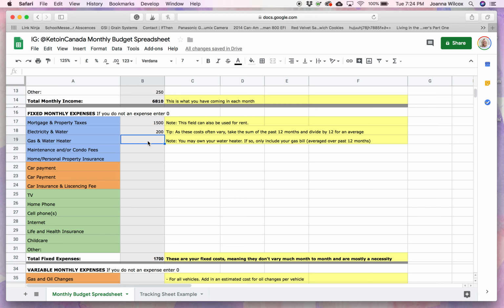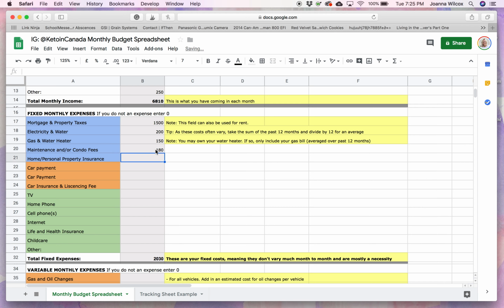Here, gas and water heater. I made a note here. You may own your water heater. If so, just include your gas bill. And it says average over the past 12 months. So as many months as you have record of, get an estimate. I'm just going to put 150. If you have condo fees, enter them there. I used to have condo fees. They were $180.